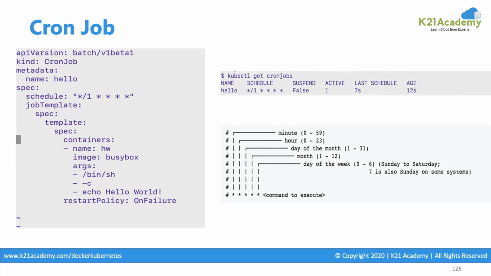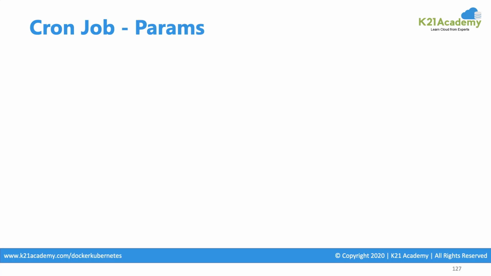As soon as you create a cron job, you can list the cron job with a kubectl get command. And here it shows the schedule as well, what's the status, whether it is active, whether it is suspended, and when it was last scheduled, that also shows, and how long it has been created in the system. That particular parameter shows in the age.